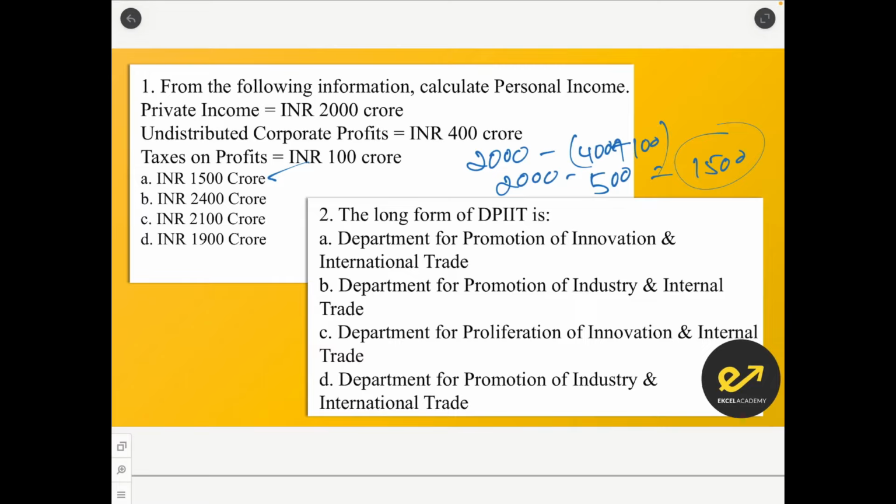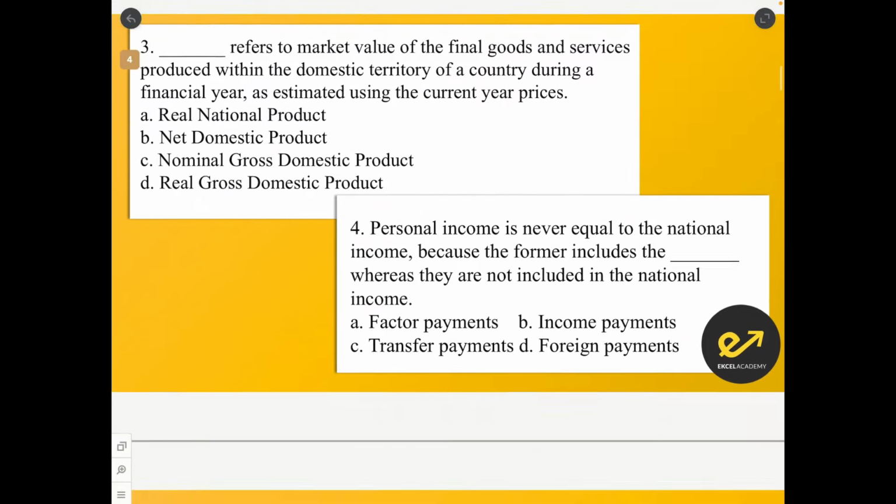The long form of DPIIT is. So the long form of DPIIT is option B, Department for Promotion of Industry and Internal Trade. That's the long form of DPIIT.